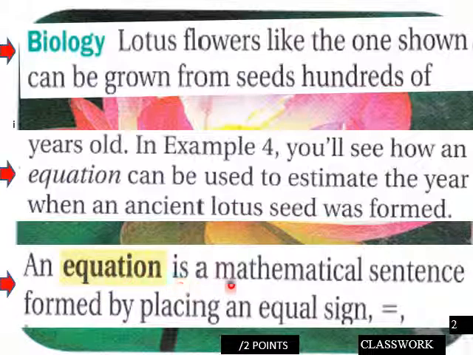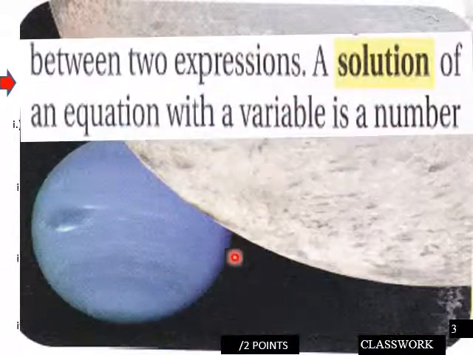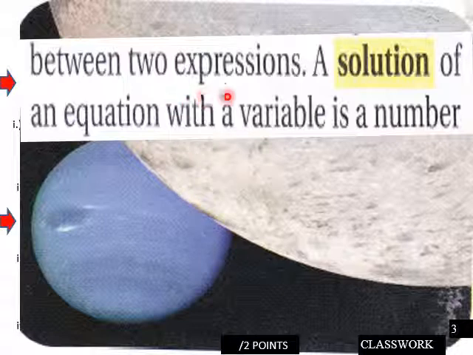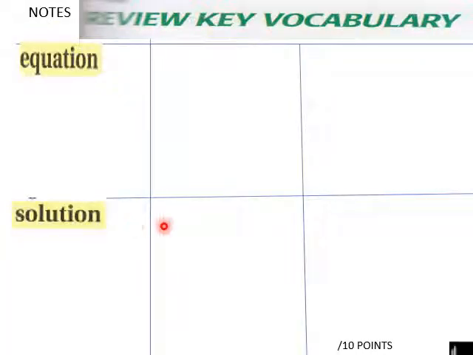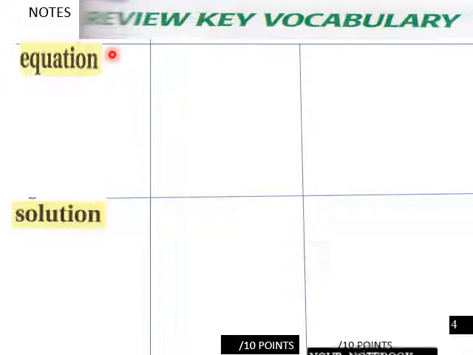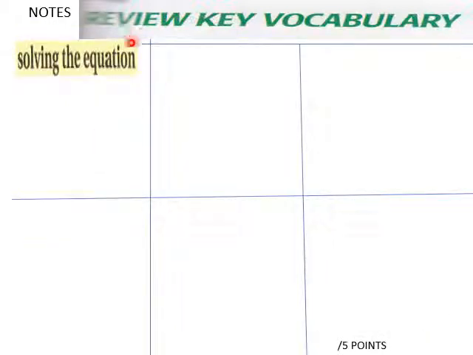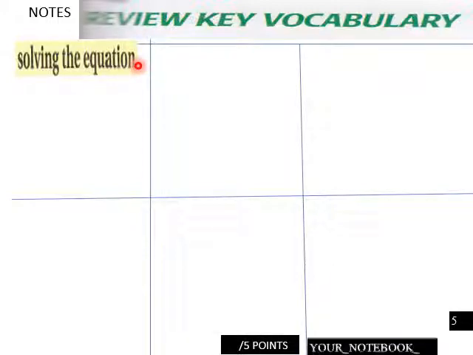An equation is a mathematical sentence formed by placing an equal sign like that between two expressions. A solution of an equation with a variable is a number that produces a true statement when it is substituted for the variable. Students, in your own words, define equation and define solution. Define solving the equation, which we haven't done yet, but hold on to that.